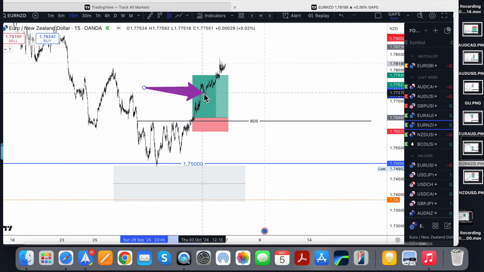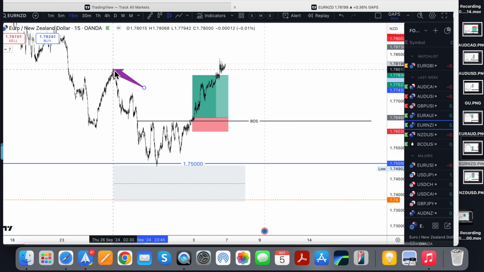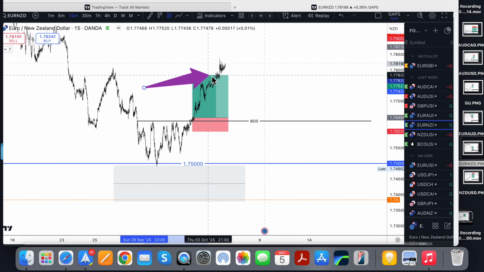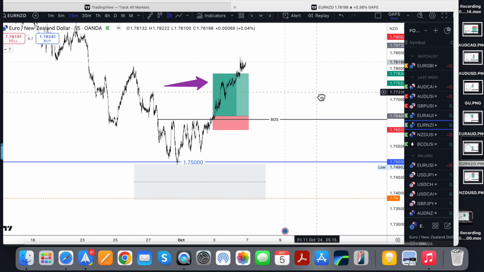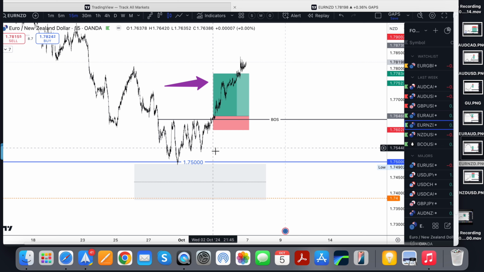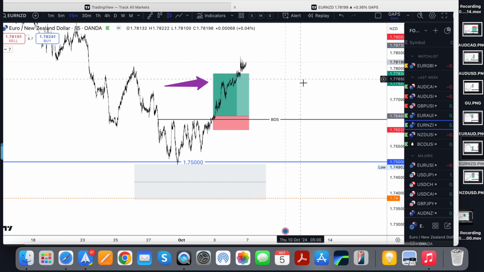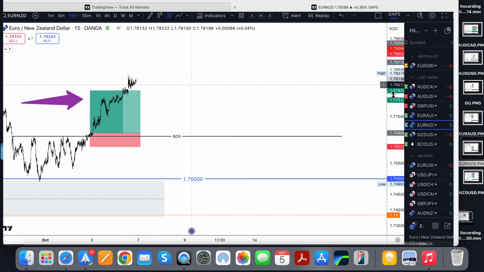So that was time to enter. And our take profit was this area here. We were targeting just shy of this area here, and you can see it actually went right through it. So that was another really good trade. This trade was entered, I believe, on Wednesday, and we exited this on Friday morning. So that was another trade here.